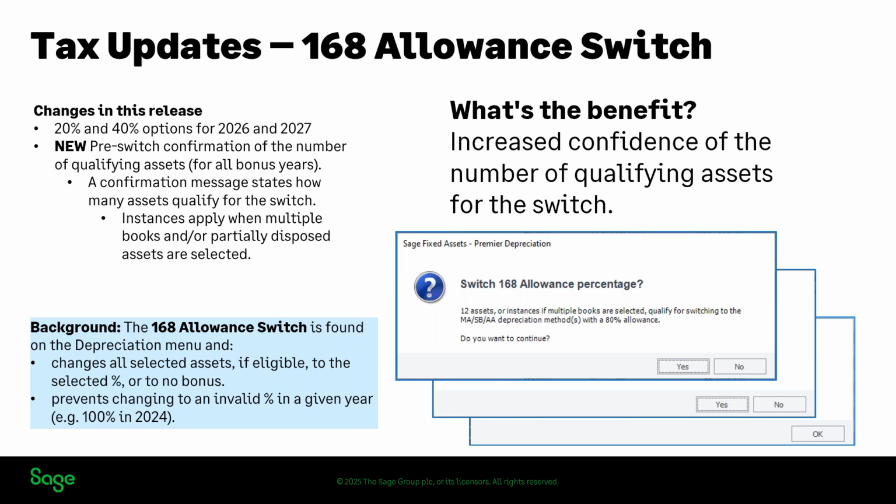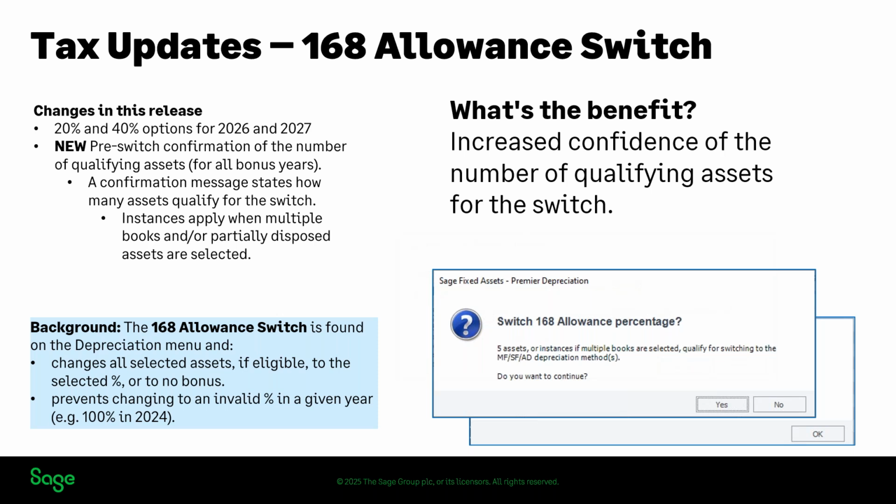So quickly here, there's a message that, in this example, says 12 assets are selected and they qualify for switching to a 168 method, the MA, SB, or AA depreciation methods, and in this example with an 80% allowance. It says instances of multiple books, so maybe you had 2 books selected and you're changing 2 books at the same time. So there's a total of 6 assets times 2 books, which makes 12 instances.